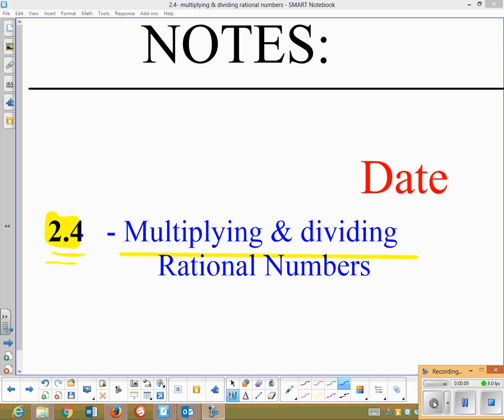Don't forget our setup for our notes. You need to have the lesson number and the title and today's date, and highlight both of these, okay? Now, today's lesson, the multiplying part is going to be the easier part, and for the dividing, you're going to need to make sure you remember some rules. So, let's go ahead and begin.